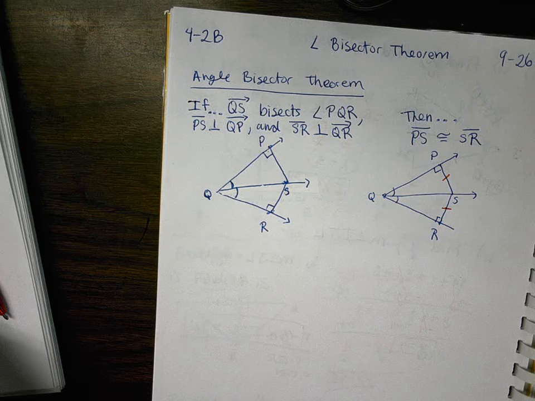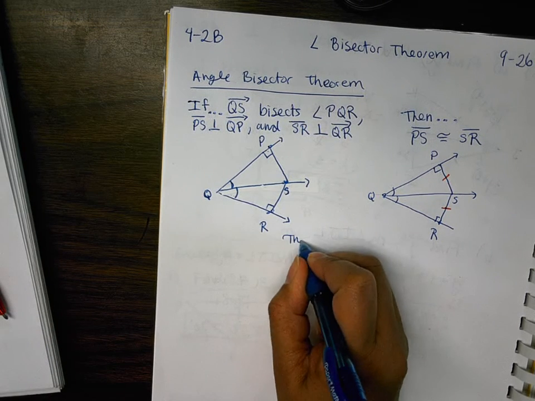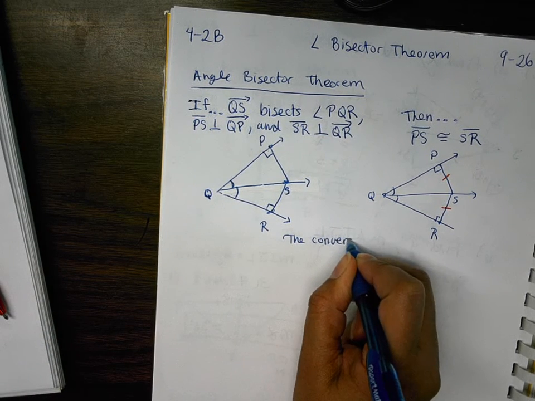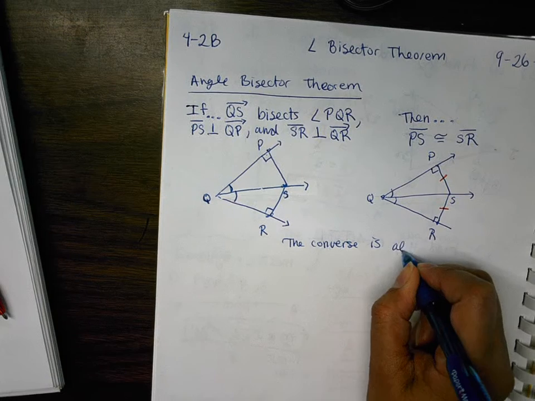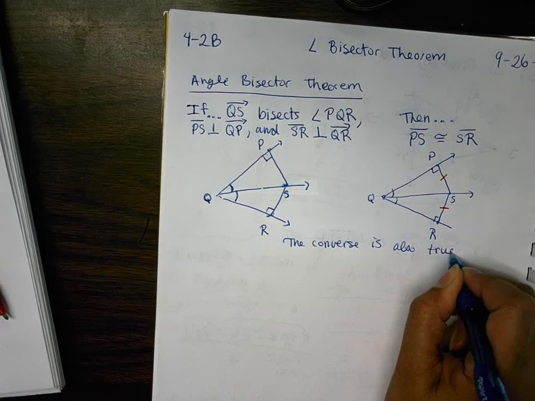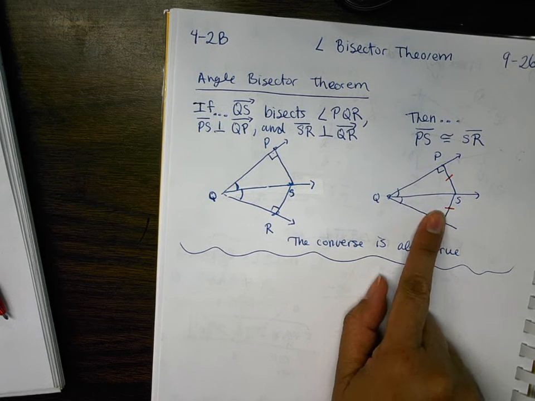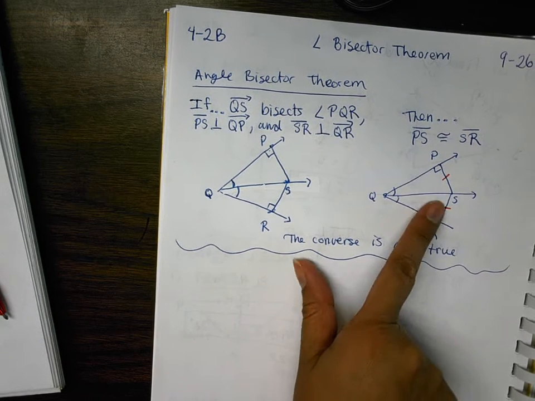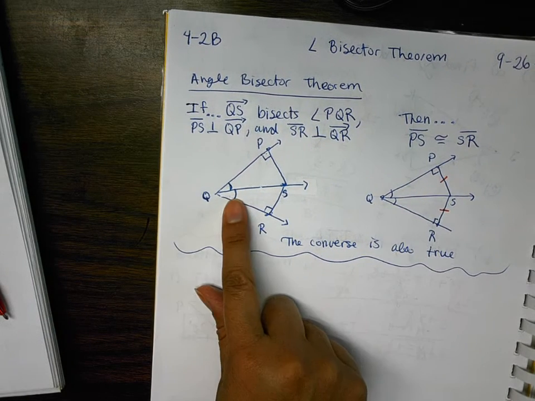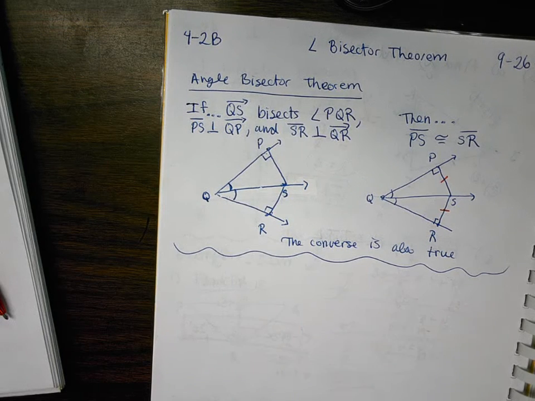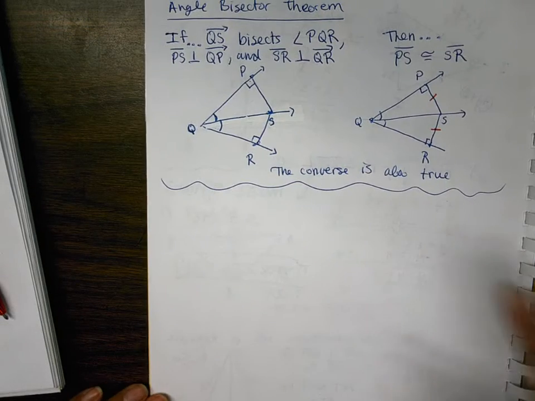Got it? I'm going to write here that the converse is also true. All right, what does that mean for the converse? If you have a picture like this and you see that those are equal, then it's going to be an angle bisector. Okay, we'll see some of those in our notes. All right, questions here at all?